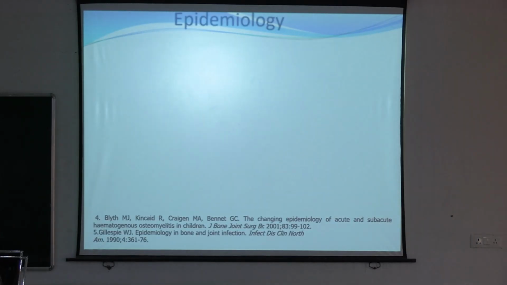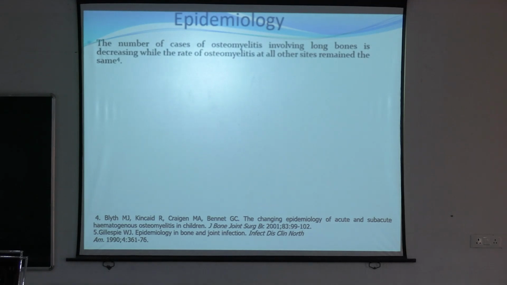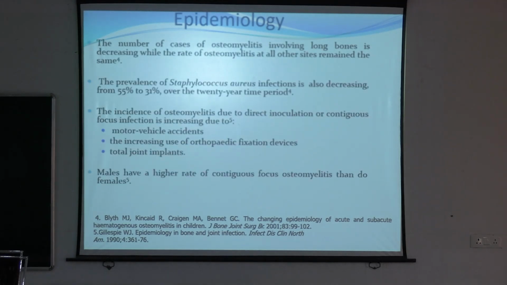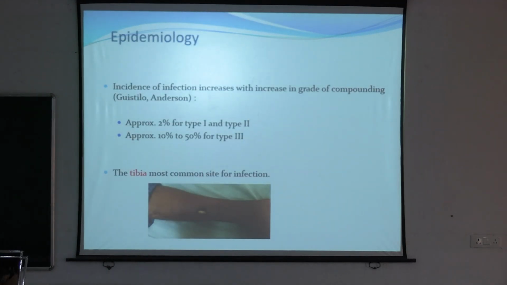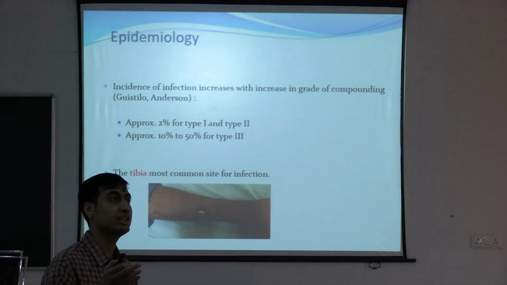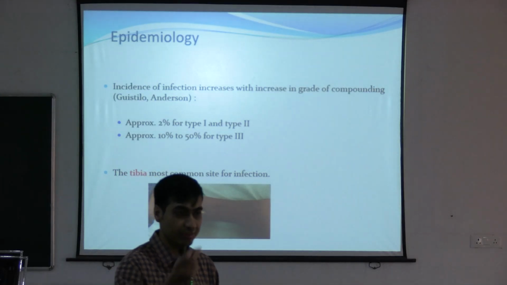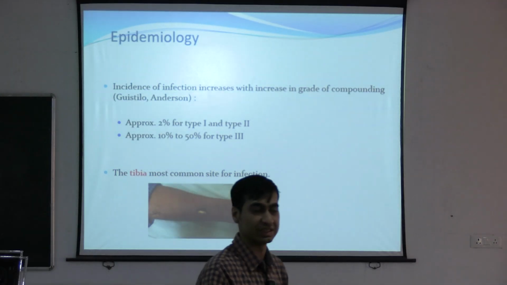Let's go to the most important, epidemiology. I think we can skip this. So where does it affect the most? This is important. The most common bone that is affected is your tibia, because the tibia is a shin bone which is very subcutaneous. Just below your skin is your tibia on the medial side.